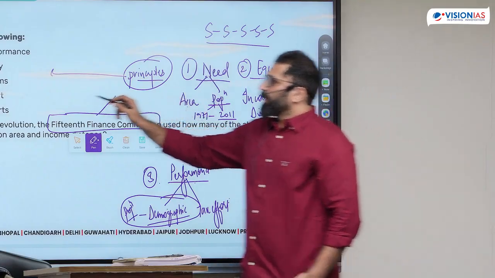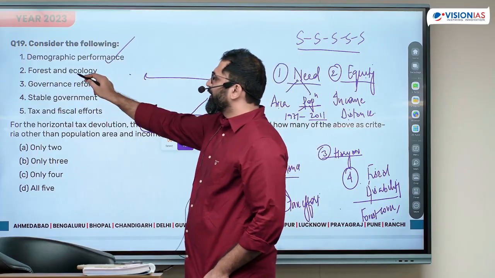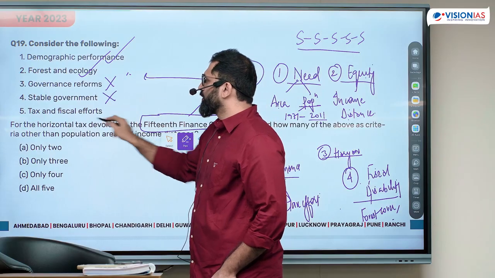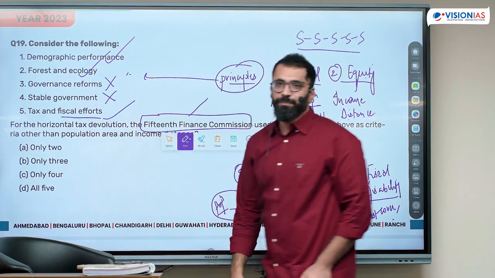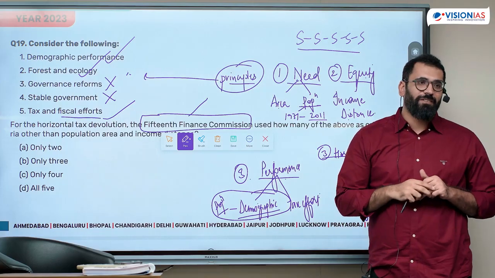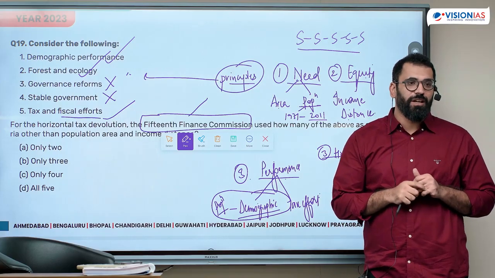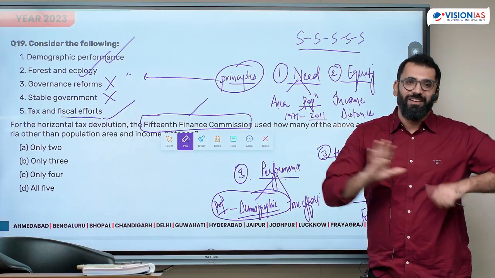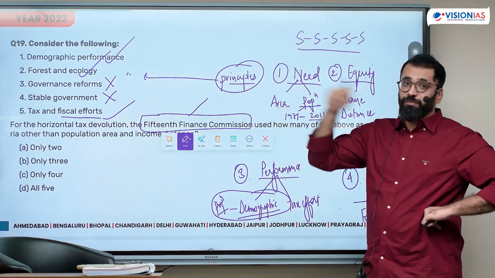15th Finance Commission had demographic performance, had forest and ecology, no reforms, stable government, no tax and fiscal effort. Is it clear? Otherwise also you can solve. Stable government cannot be a factor. Stable government is mostly political. और unstable करने वाले factors भी शायद center state के बीच में ही हों. So that cannot be a factor. And also reforms cannot be a factor.